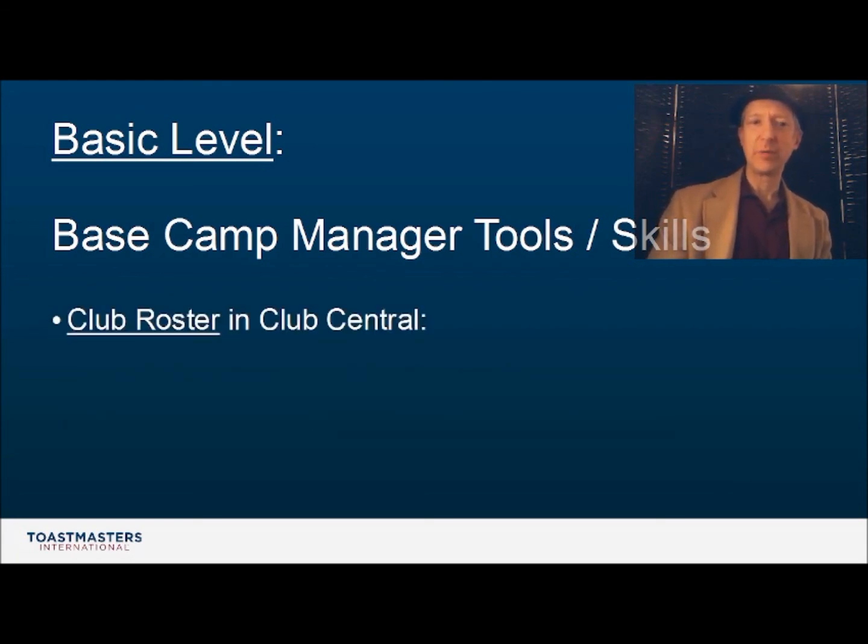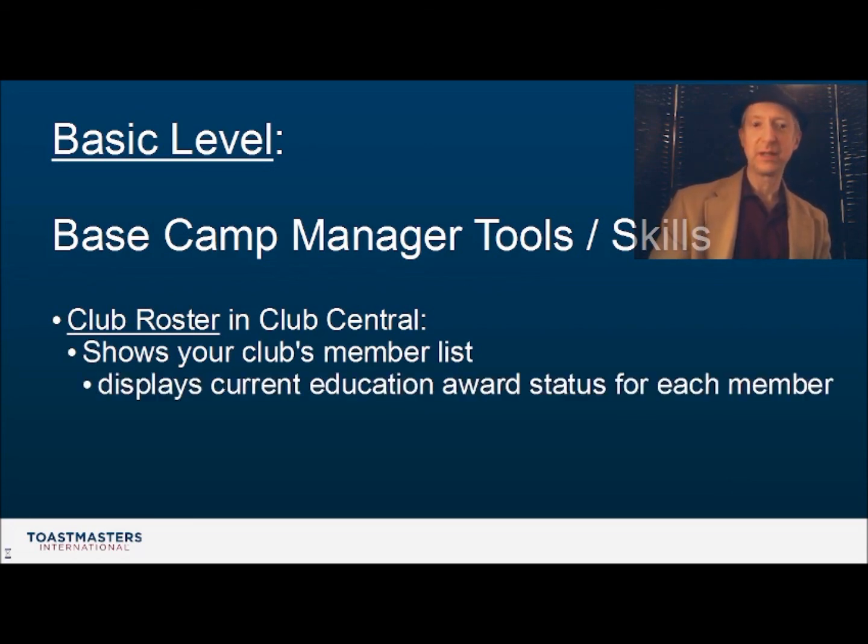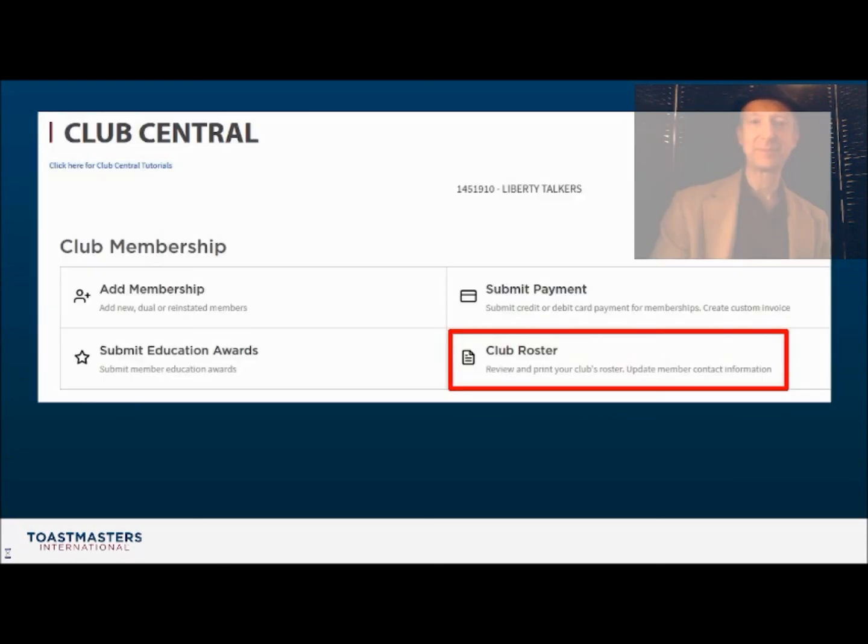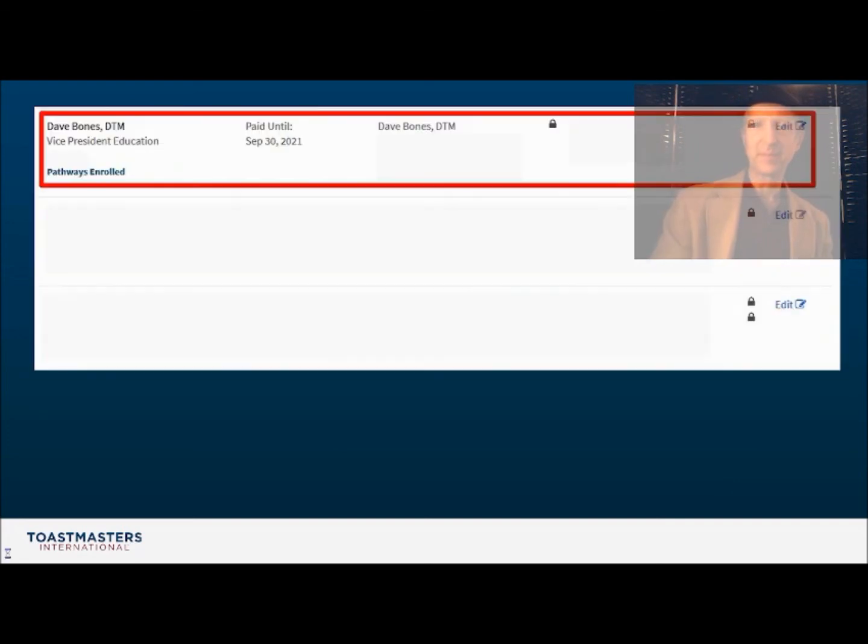The last promise was to show you how you could take a look at your entire club roster in Club Central, which of course is going to show you your entire member list, in other words, and it displays all of their education award status. So we go back to Club Central, and instead of Submit Education Awards, you'll click on Club Roster. Then at that point, displayed will be your entire membership list that's paid.